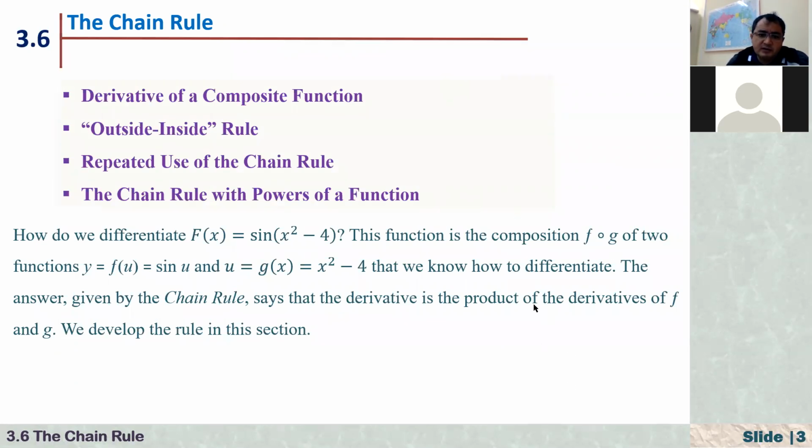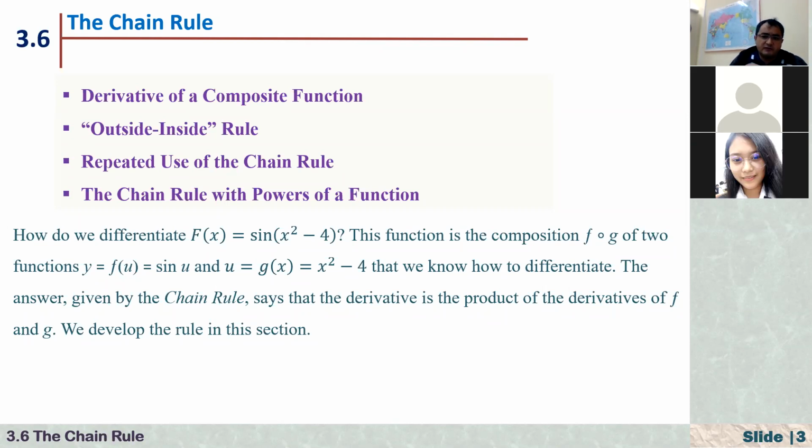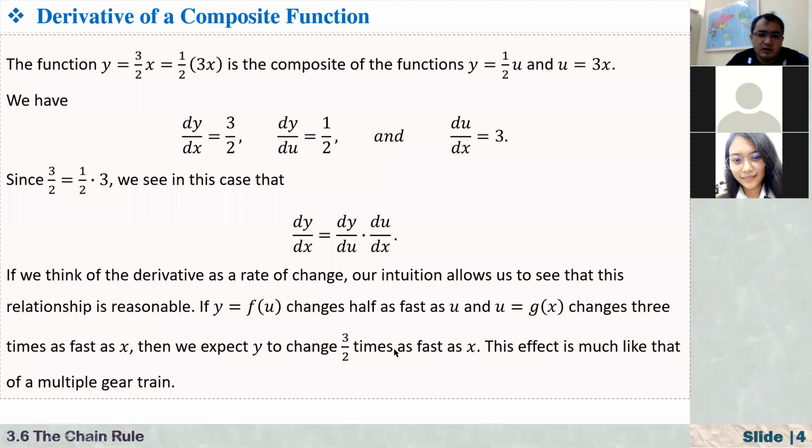One example is capital F of x is equal to sine of x squared minus 4, right? Here our function is sine. Inside it, we also have another function, that is x squared minus 4. So this function is the composition of two functions, f and g, right? Here we have, let's say, y is f of u, which is sine of u, and u is x squared minus 4. Okay, so the question is, how do we differentiate this kind of function? Now we will try to answer this question in this class.